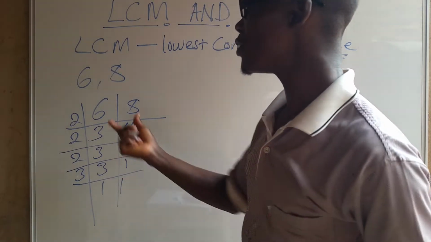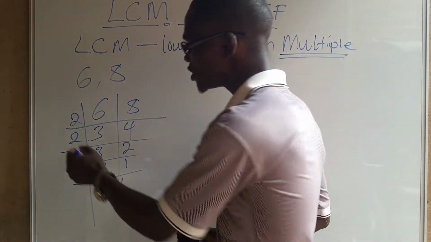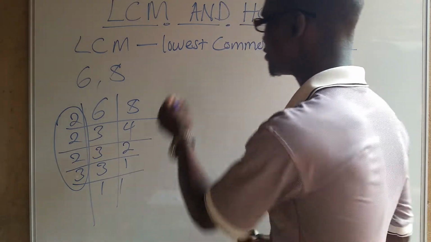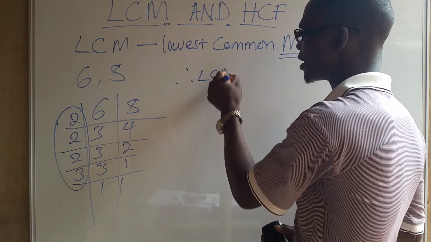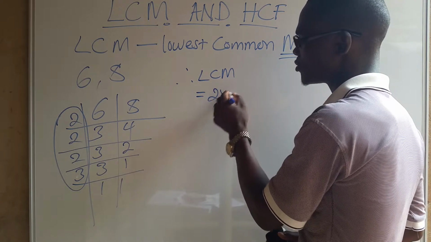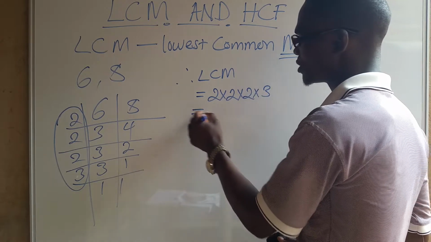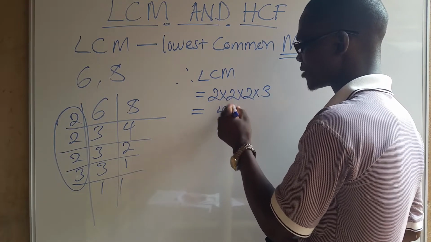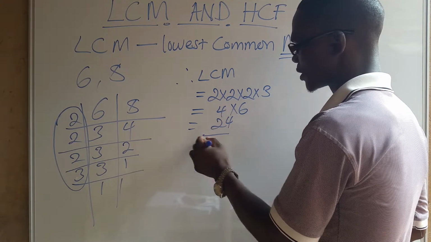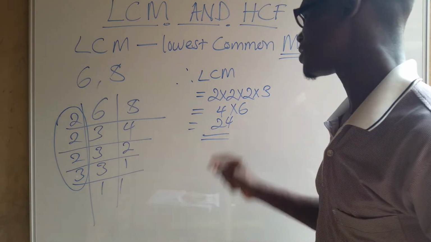So after breaking down 6 and 8, the LCM is got by the product of the divisors. Therefore, the LCM is given by 2 times 2 times 2 times 3, which gives us 4 times 6, which is 24. And the LCM of 6 and 8 is 24.